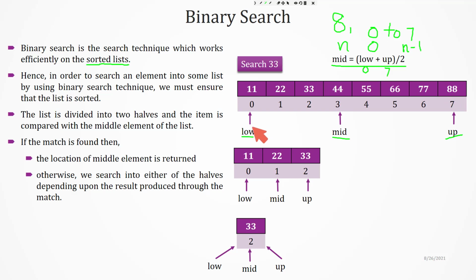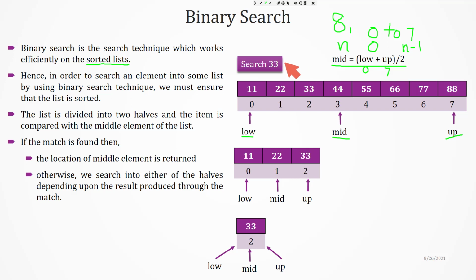Just listen again. 0 is stored in low, that means the minimum element's index value is stored in low. The last index, that is 7 or n minus 1, is stored in up. Then we find the middle element: low plus up by 2, that is 0 plus 7 by 2, that is 3. Here it is integer division, that's why 7 by 2 gives 3, not 3.5.